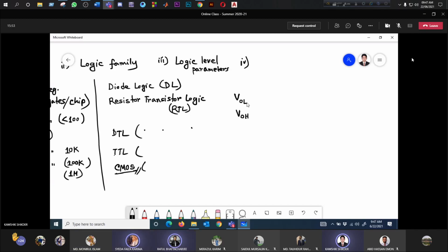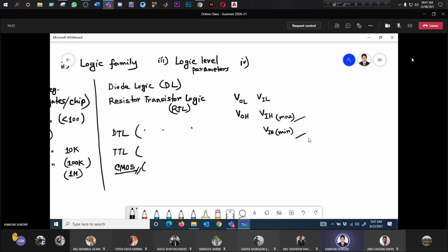Input low, VIL, low level input voltage. Similarly, VIH is the high level input voltage, and it can be maximum or minimum. That means the high level input voltage has a maximum value and a minimum value.